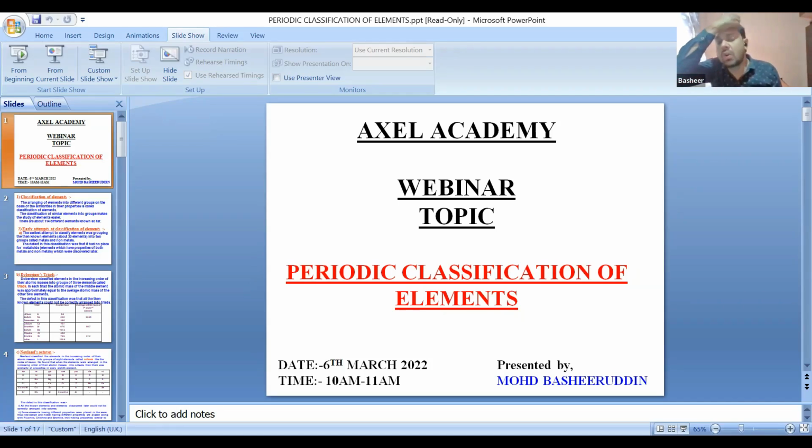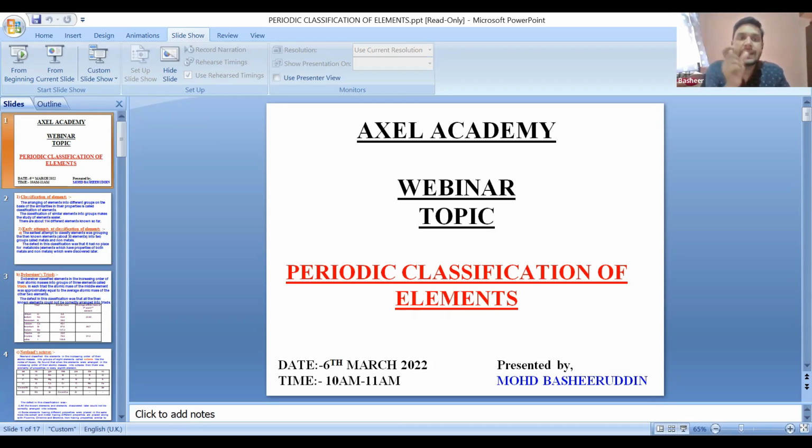Now come to the PPT. You can see the arranging of the elements into different groups. Groups means up to down. That is called the groups. And if we are talking about the periods, that is from left to right. Just now I said out of 92, the 70 come under the metals and the rest, 22 or 20, are the non-metals.